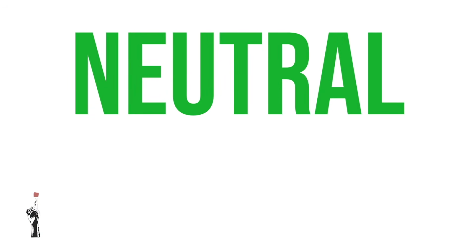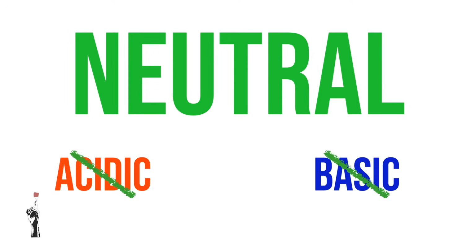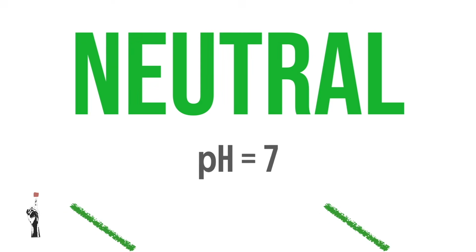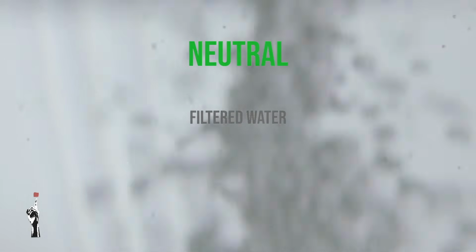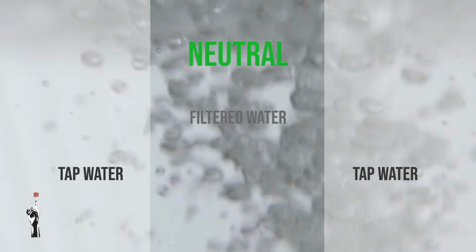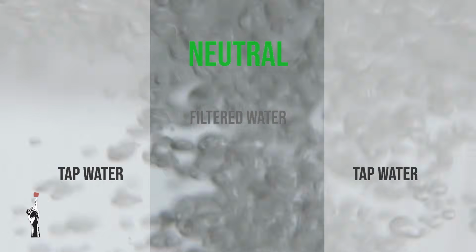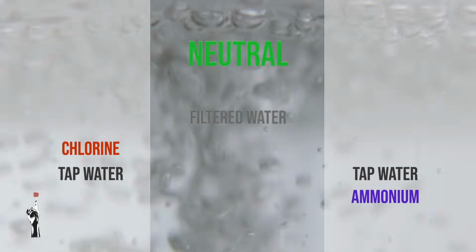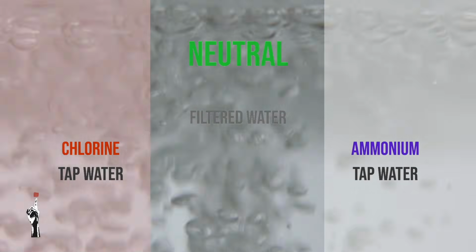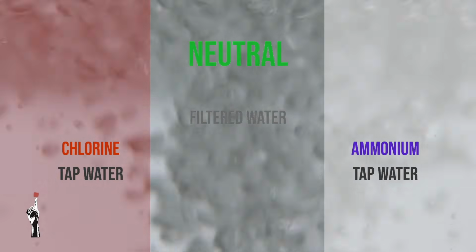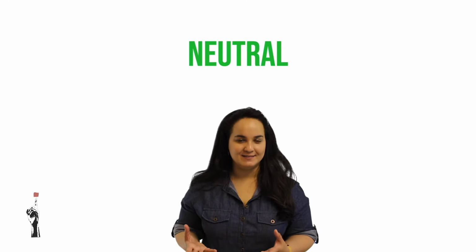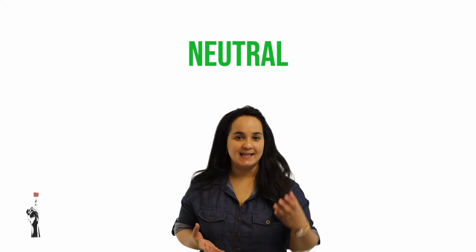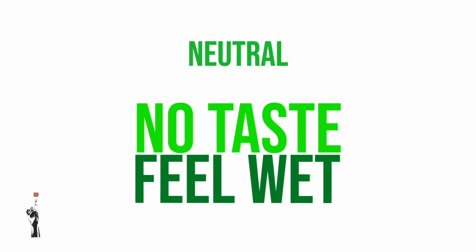Neutral substances show no acidic or basic properties. The pH value of a neutral substance is 7. An example of a neutral substance is filtered water. One would be inclined to think that tap water is also a neutral substance, but it is often cleaned with chemicals that contain either chlorine or ammonium. The chlorine would result in the water becoming a little acidic, and the ammonium would result in it becoming a little more basic. So when we taste water and we touch water, this neutral substance, what do we taste and what do we feel? Neutral substances taste like nothing, and they simply feel wet.